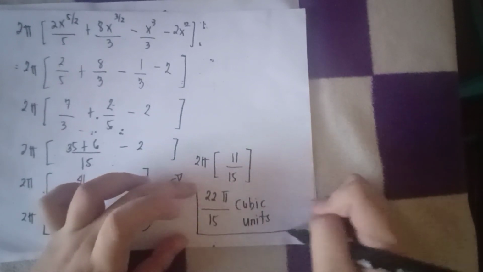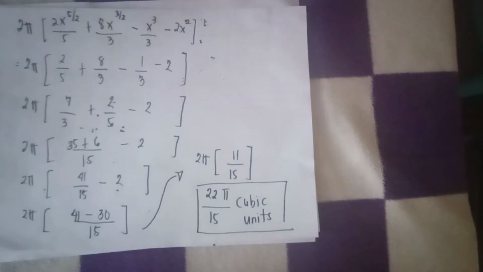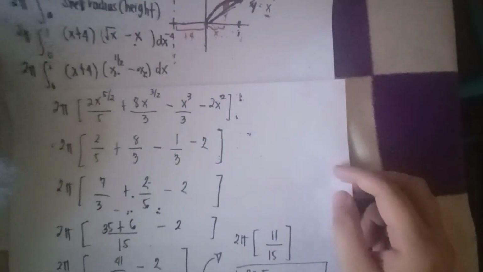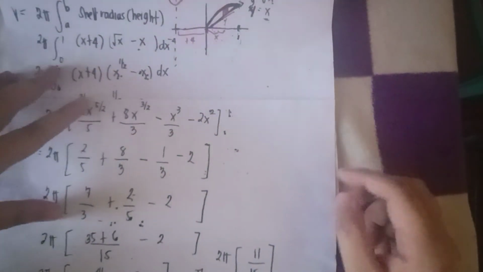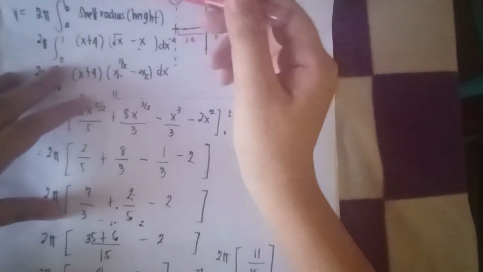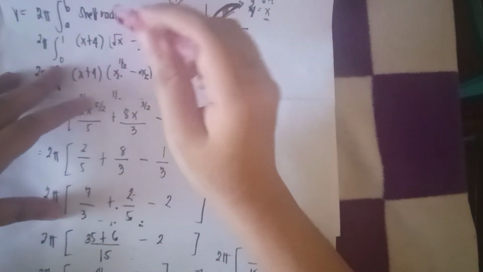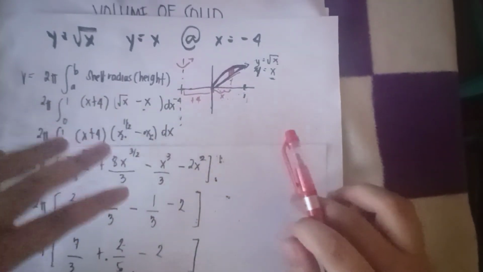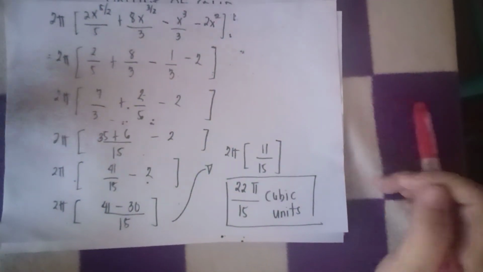And that is the final answer now. And there we have it. Ganyan po ginagawa yung ating volume of solid revolution using the shell method. Tandaan nyo lang, kapag shell method, all we need to do is to multiply shell radius and shell height. There we have it. Thank you very much for listening.